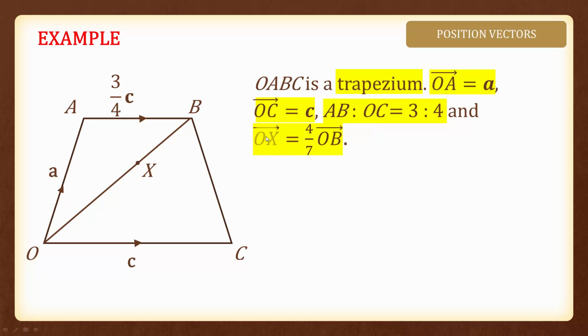Okay, finally, vector OX is equal to 4 over 7 times vector OB, and therefore the ratio of OX over OB will be equal to 4 over 7. And we will have the ratio 4 here and the ratio 3 here.